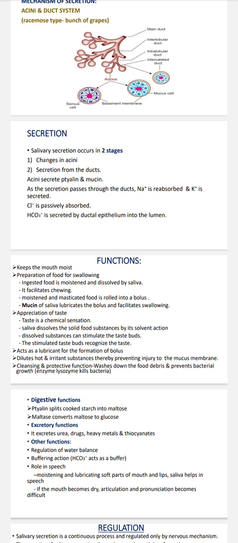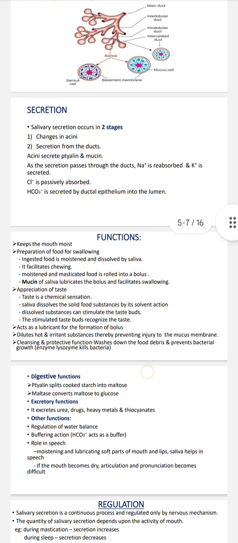The other important function is appreciation of taste. Taste is a chemical sensation. The saliva dissolves solid food substances by its solvent action, and the dissolved substances can stimulate the taste buds. The stimulated taste buds recognize the taste. It also acts as a lubricant for the formation of the bolus and dilutes hot and irritant substances, thereby preventing injury to the mucous membrane.